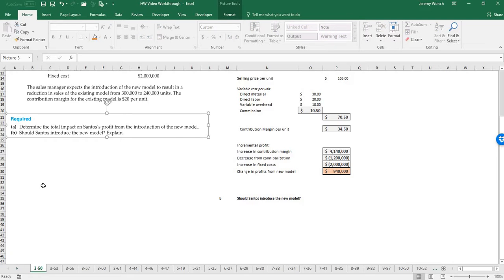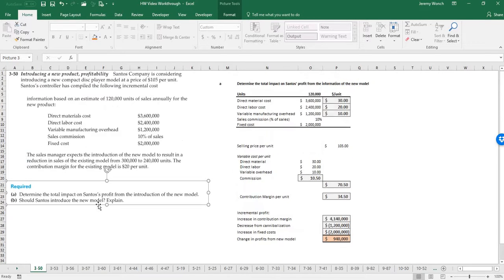So part B is like, hey, should Santos introduce this new model? Well, yeah. If we introduce this new model, we're going to make $940,000 more than we would have if we didn't introduce it. So anyway, kind of a nice little problem to get us started and get us familiar with some of these terms, like variable cost, fixed cost, and contribution margin.